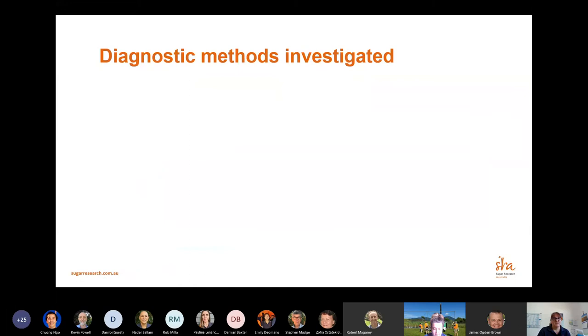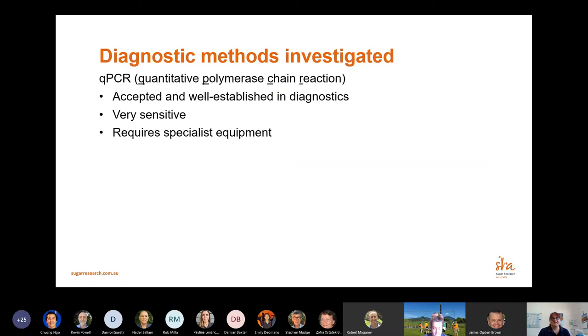So I'm going to just switch tack now and talk about the different diagnostic methods that we're investigating, just in case you're not familiar. The first one is quantitative PCR, or qPCR. In parts of this talk, I'll talk about RT-qPCR. That's basically the same method. This is very accepted, very well established in diagnostics. If you have had a COVID test, it will have gone through a PCR, qPCR test. It's very sensitive, but it does require specialist equipment.